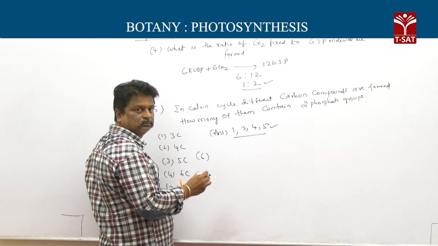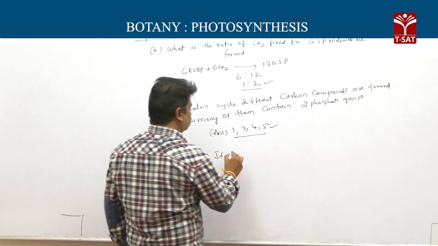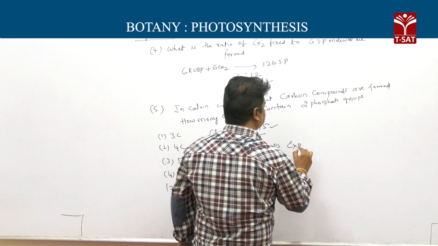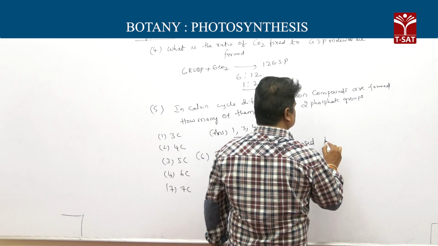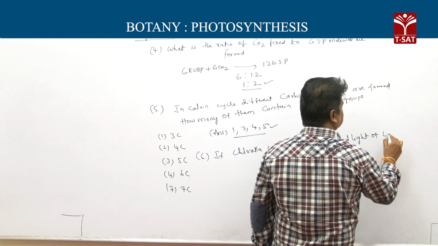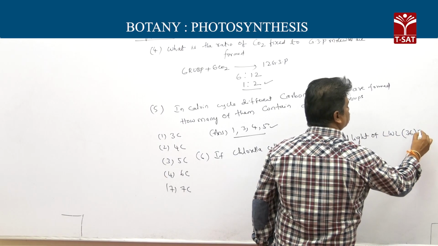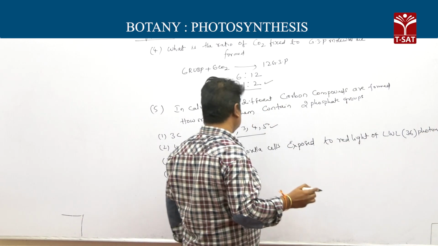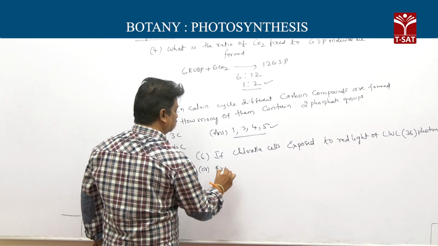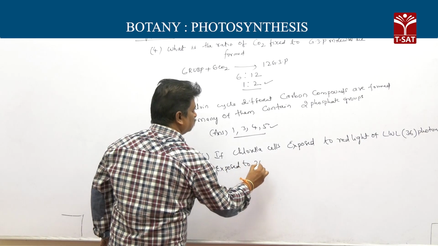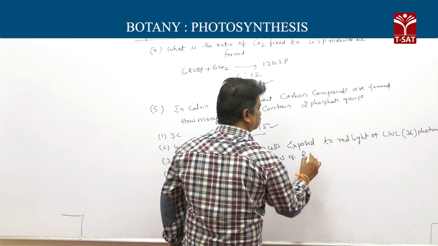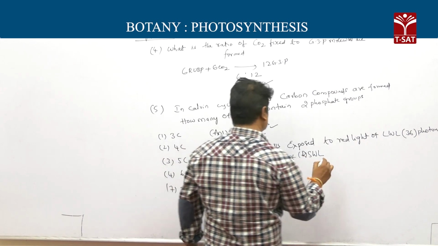Next question. If Chlorella cells are exposed to red light of longer wavelength, 36 photons, followed by or simultaneously exposed to 20 photons of red light of shorter wavelength. How many? 20 photons.